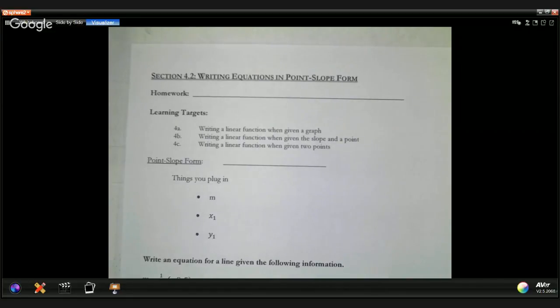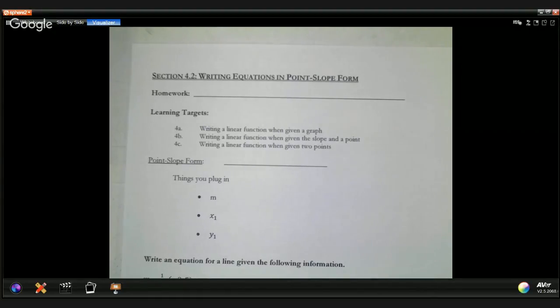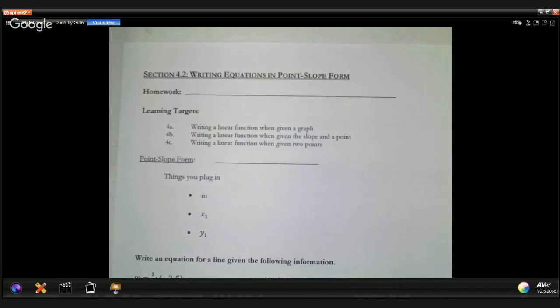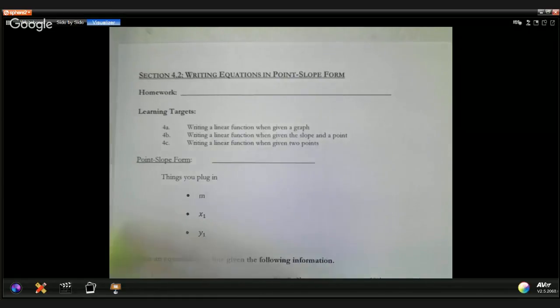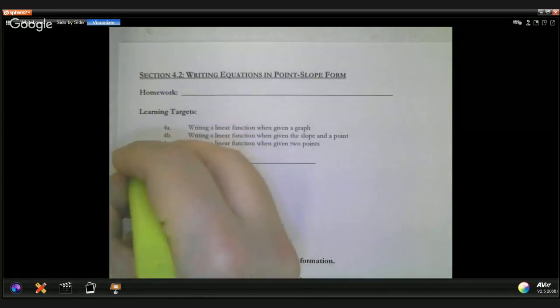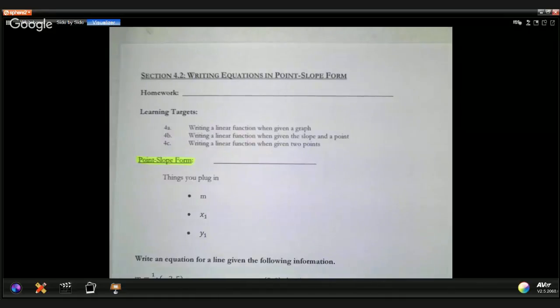All right, so what we're talking about today is writing equations for lines given different information. Last lesson, you were given specifically a y-intercept and the slope. You had to count the slope. All our lines went through our y-intercept, and today that's not going to be the case. Because we're not given specifically the y-intercept, we're going to need a new form, which is called point slope form.